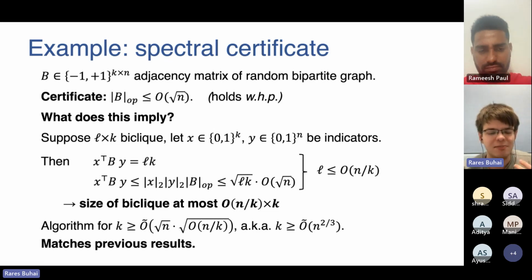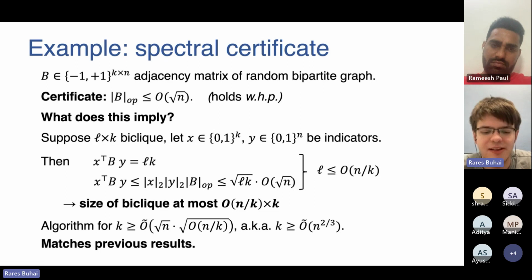So this is very interesting because this matches the previous results. The previous results definitely do not talk about bicliques in any explicit way or about this sort of spectral certificate. But it seems that we can capture, up to log factors, what they do by using this spectral certificate.